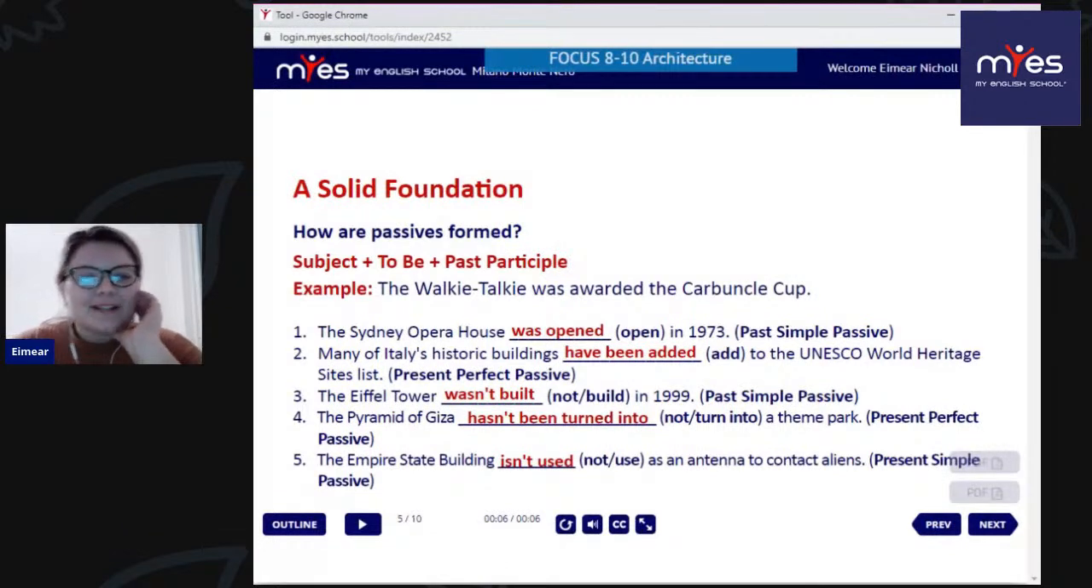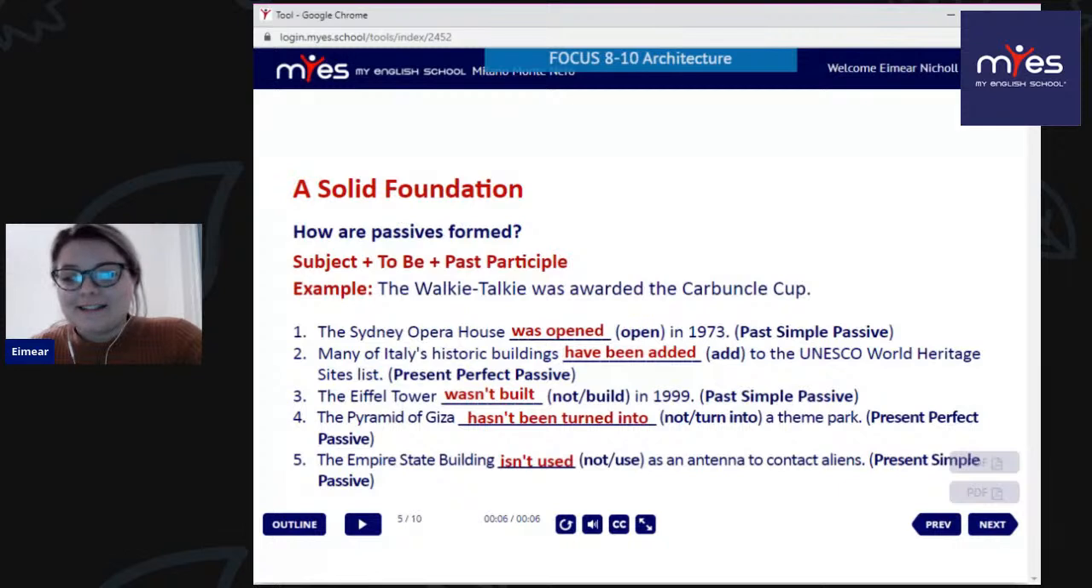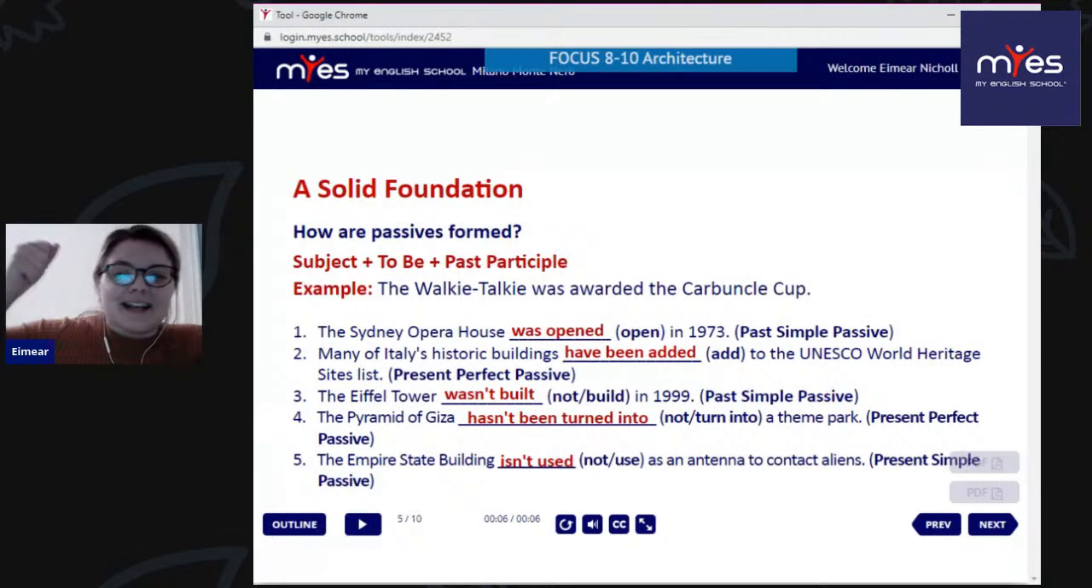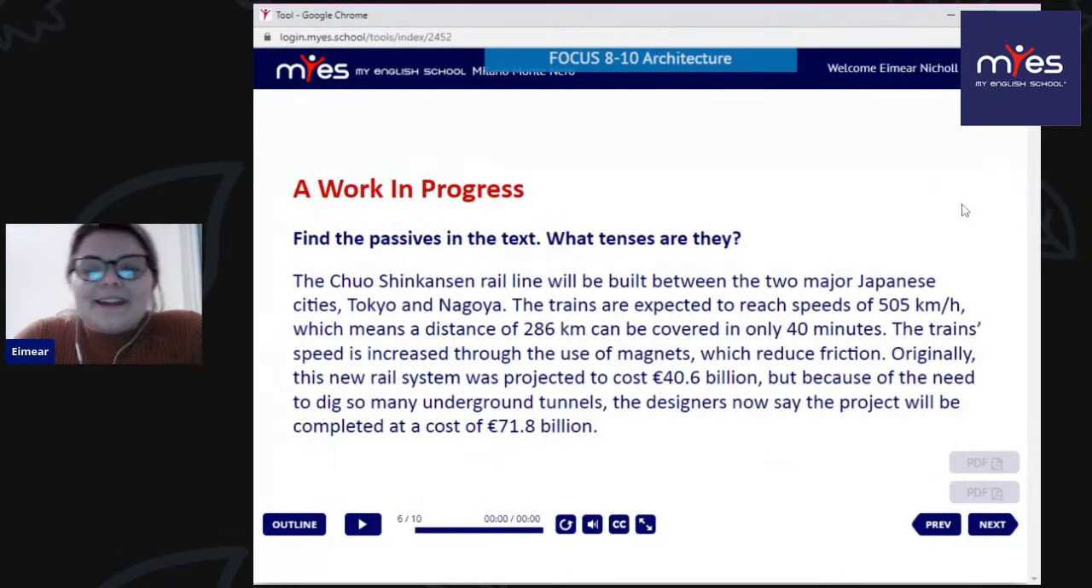Does anyone know what the rod at the top of the Empire State Building is for? Anyone? It's not to contact aliens. I mean, maybe it is, but it's for capturing lightning. So if there is a thunderstorm, the lightning strikes the antenna rod and can be absorbed by the metal instead of damaging the building. So there's a little fact for you. Okay, hopefully it's all right. Any questions, pop them in the chat.